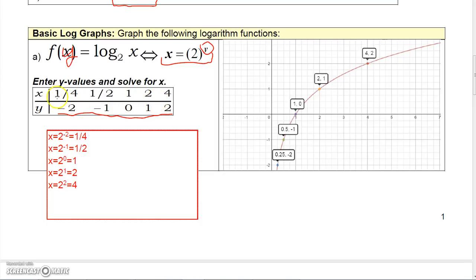Well, if you go 1/4, negative 2, that's right here, and then to plot 1/2, negative 1, that's right here, and then to plot 1, 0, you're here, and then to plot 2, 1, you're here, and then to plot 4, 2, you're here. So you can see that this graph is an increasing graph, and it kind of begins to flatten out the farther you go to the right.